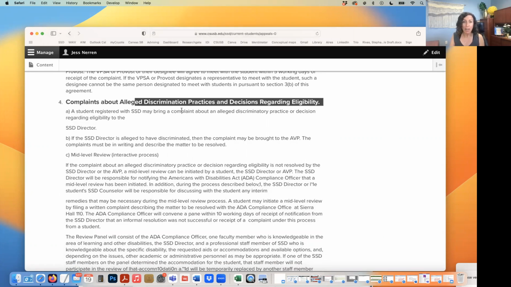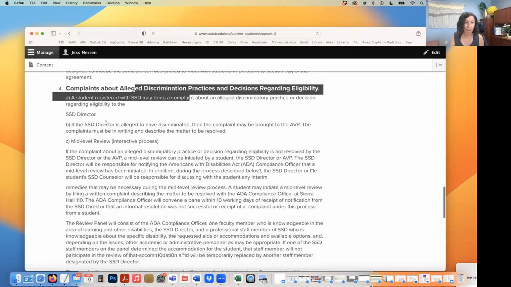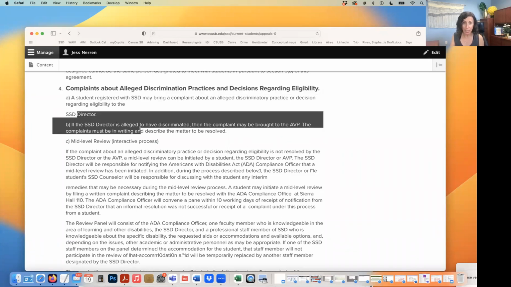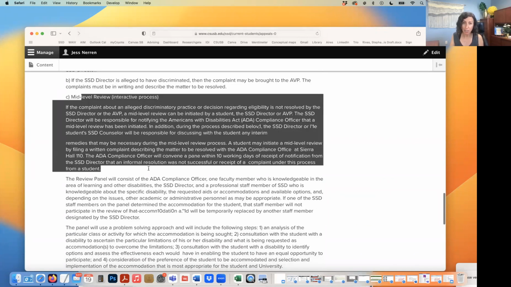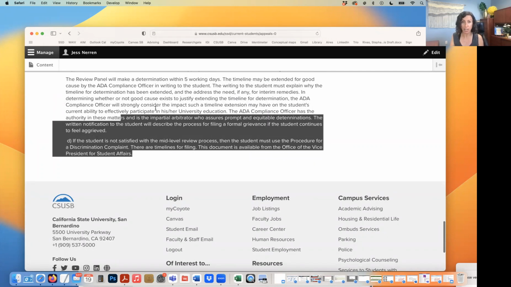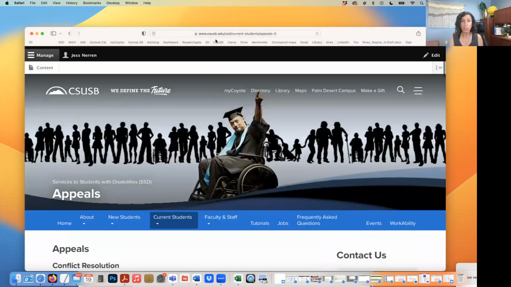Complaints about alleged discrimination. It depends who the complaint is about. So me or the SSD director, bring it to the AVP and they're going to resolve your concern. If that doesn't resolve your concern, it goes to a panel. If that doesn't resolve your concern, then at that point you would file a formal complaint. So those are the steps for appeals based on the type of concern, but all of them follow a similar process in the sense that it's like, bring it to the leadership of the office, bring it to a panel of folks involved who can speak to the concern, and then bring it beyond that.